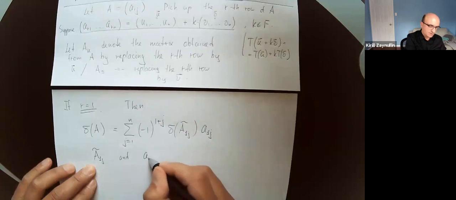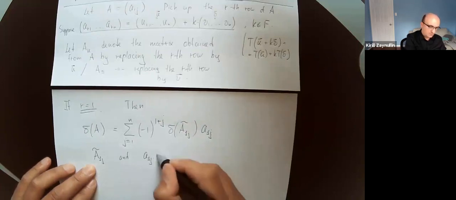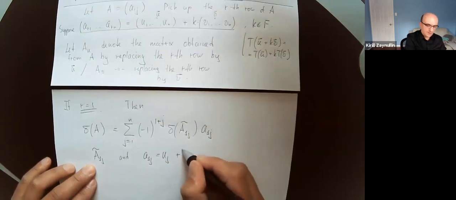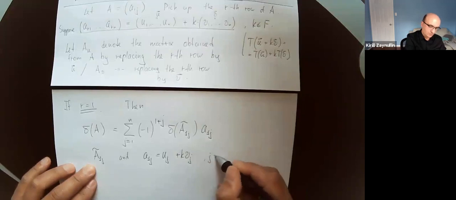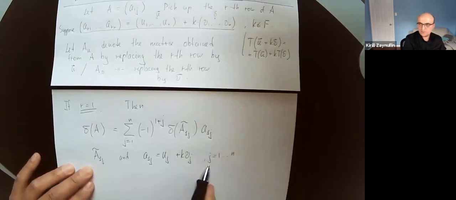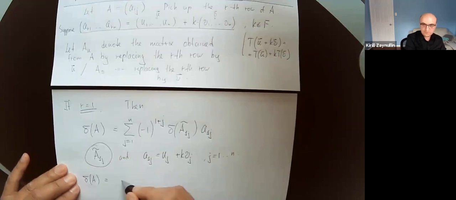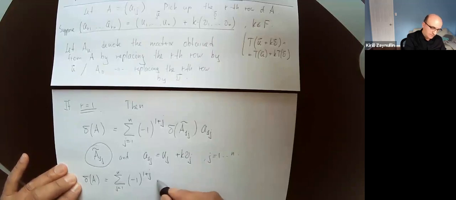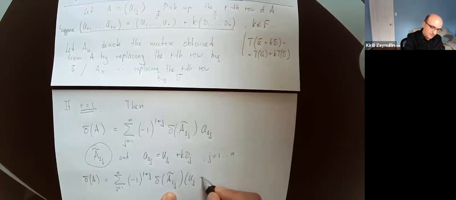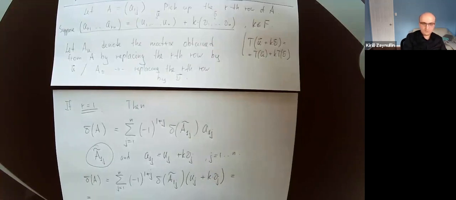And what else do we see? We also see that this entry of the matrix A is just uj plus k vj, where j goes from 1 to n. So we can just substitute it and get the following formula. Delta of A equals the sum over j from 1 to n of minus 1 to the power 1 plus j, delta of A tilde 1j, and then I substitute uj plus k times vj. And then we can expand it.